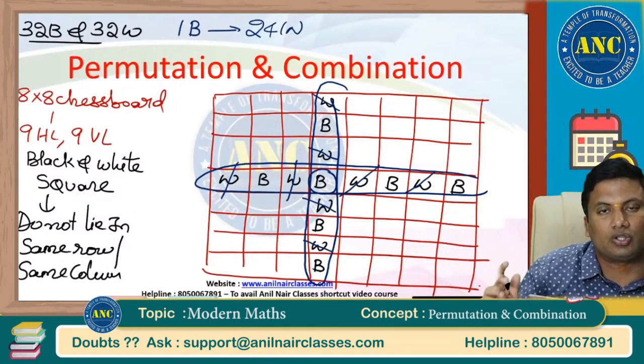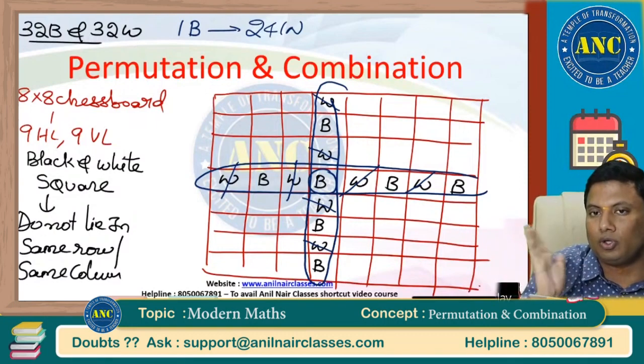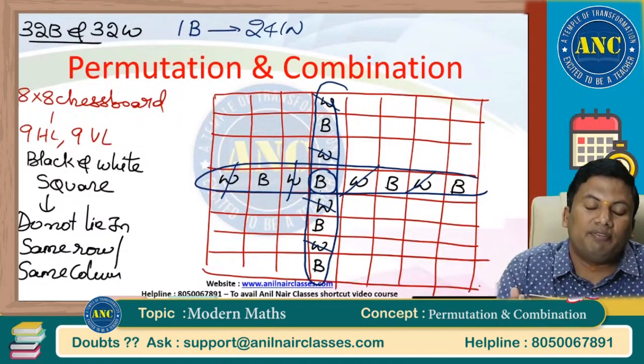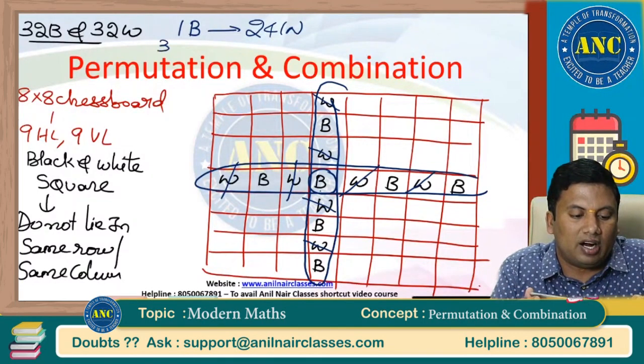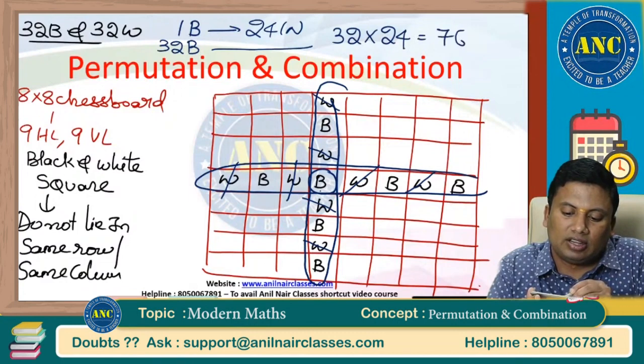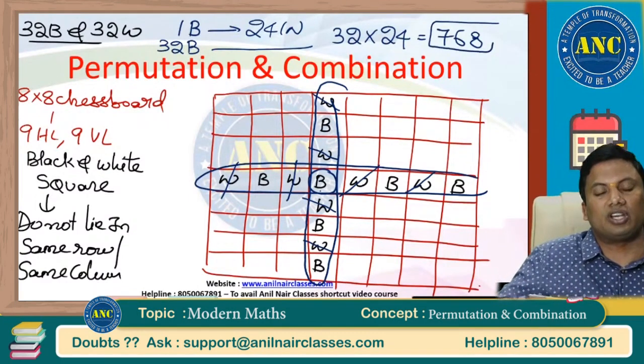8 I cannot choose. What are those 8? 2 top, 2 bottom, 2 left, 2 right. So if I choose this black, 24 whites I can choose. But according to the question, there are 32 blacks. So the answer is 32 into 24. The answer is nothing but 768.